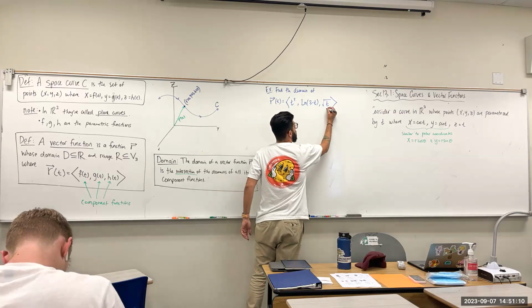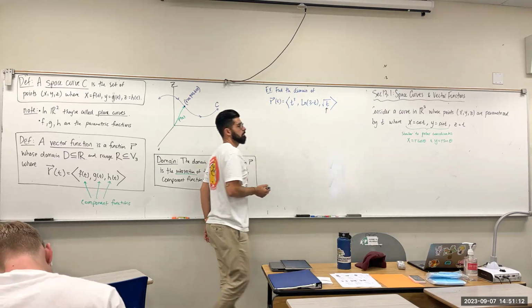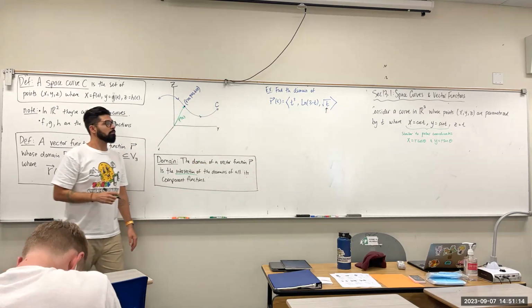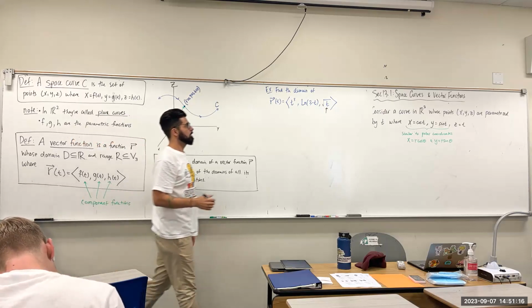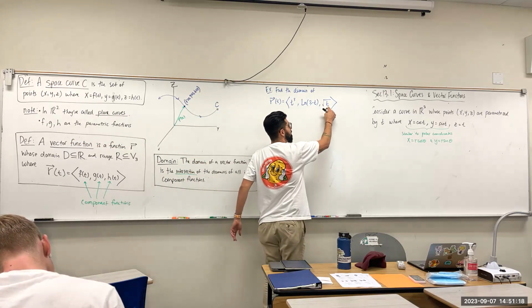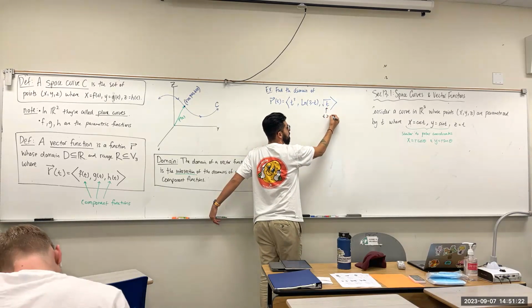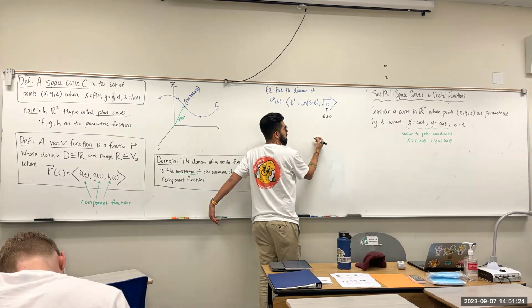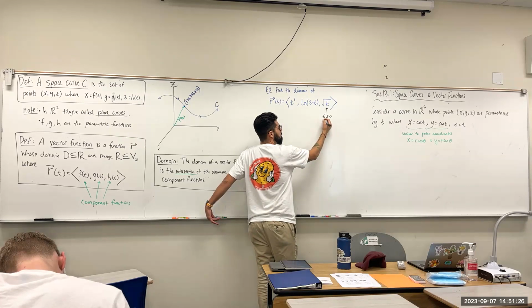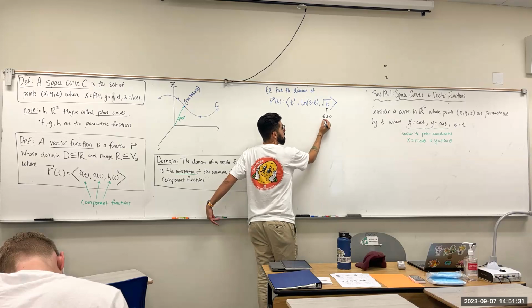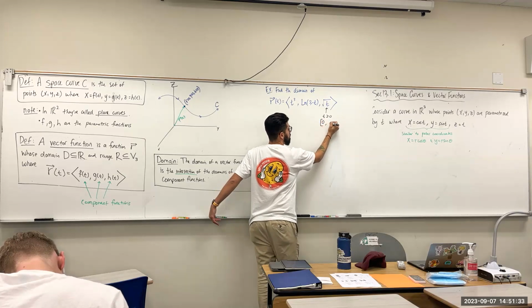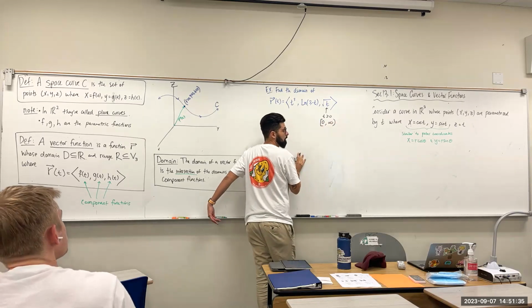So let's start with this one. What's the domain of the square root of t, in interval notation? It can't be negative, right? So t has to be greater than or equal to 0. In interval notation, that means it's going to be from 0, including 0, to infinity.